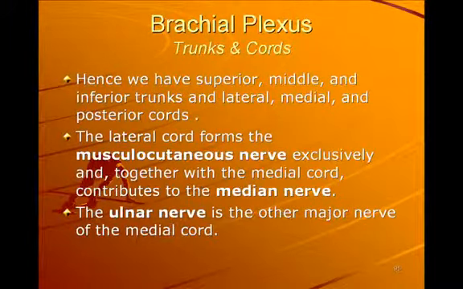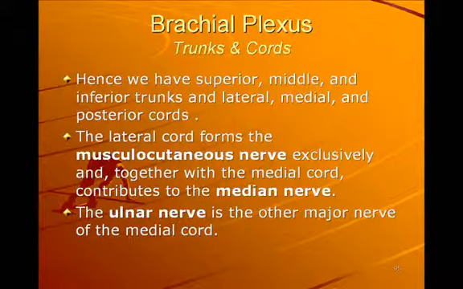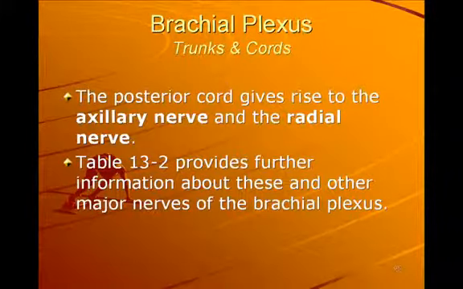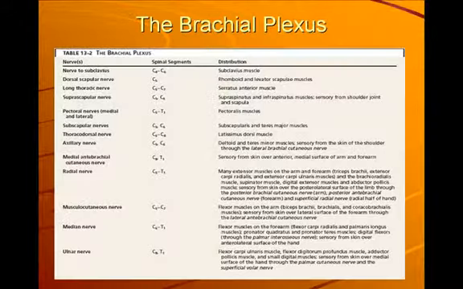Hence, we have superior, middle, and inferior trunks, and lateral, medial, and posterior cords. The lateral cord forms the musculocutaneous nerve exclusively and, together with the medial cord, contributes to the median nerve. The ulnar nerve is the other major nerve of the medial cord. The posterior cord gives rise to the axillary nerve and the radial nerve. Table 13.2 provides further information about these and other major nerves in the brachial plexus.